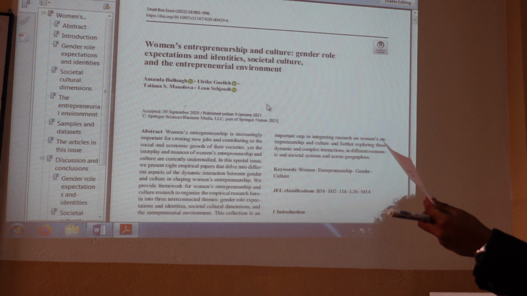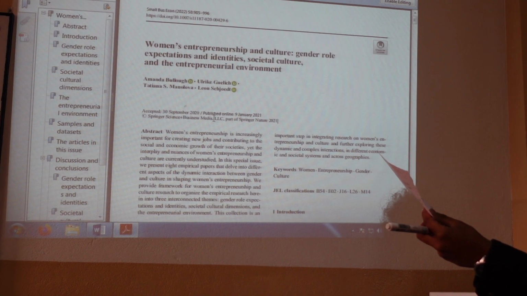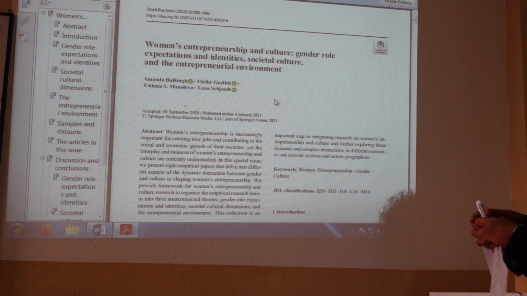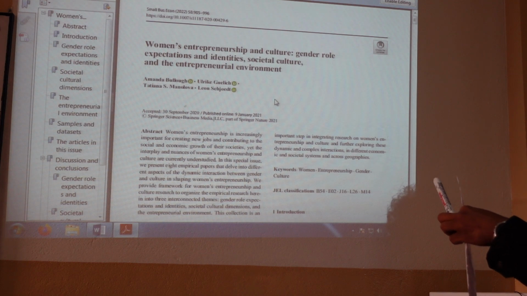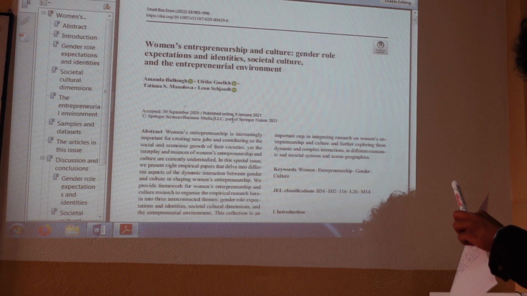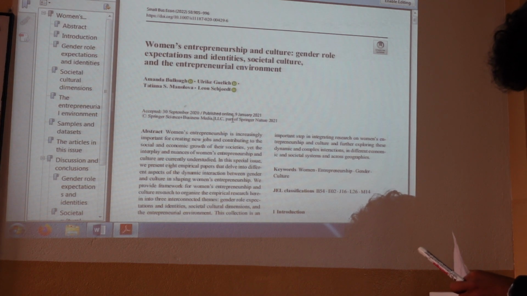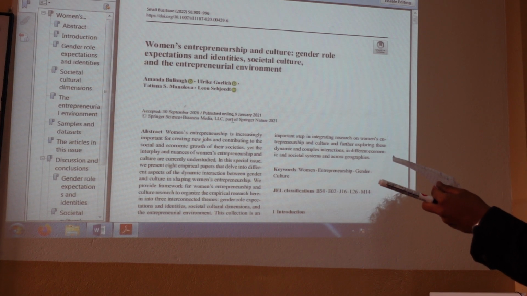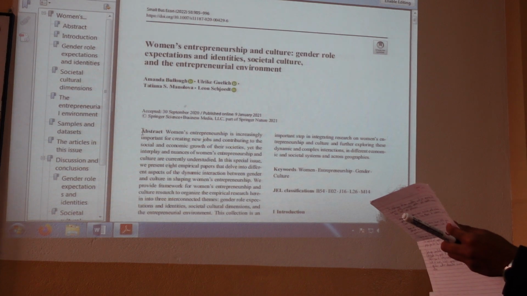We call that the container. A container is a journal where an article is published. The journal in which an article is published, we call that the container. Yes, go on. Okay, now we'll be moving on to the abstract.